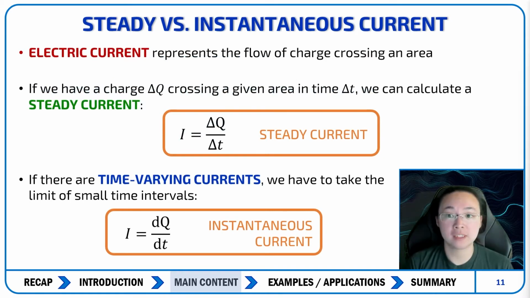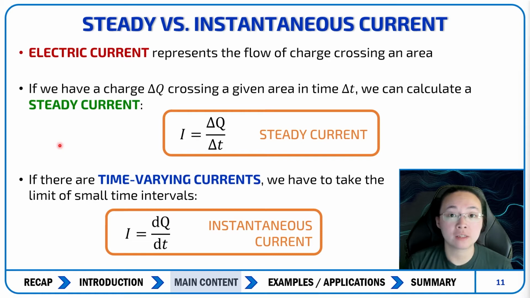So the first thing we want to discuss is the difference between different types of current. Even though we know electric current represents the flow of charge that crosses a specific cross-sectional area of your object, we still have to define it mathematically. So if we have a charge, delta Q, and it crosses a given area in a time, delta T, then we have a very simple definition of current, which we call a steady current. So that means everything is consistent. We have a certain change in charge over a certain change in time.